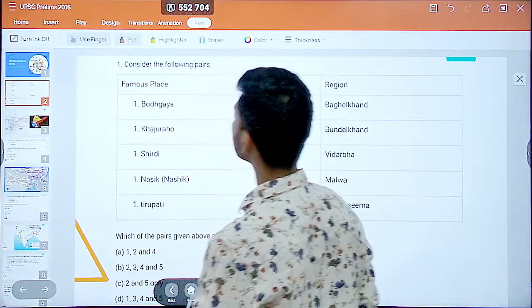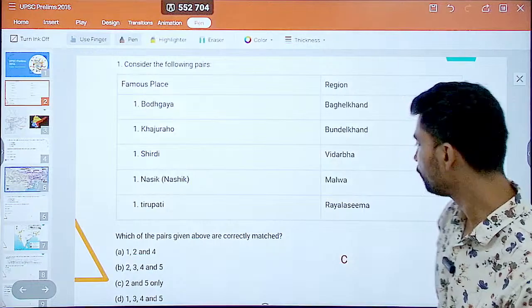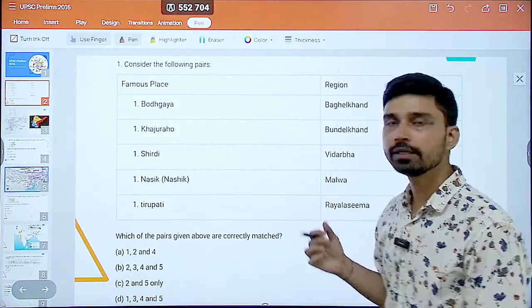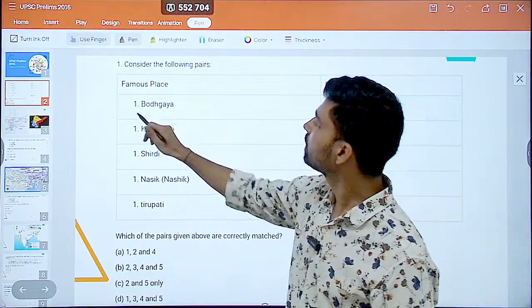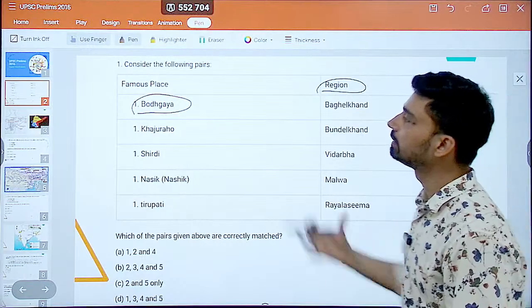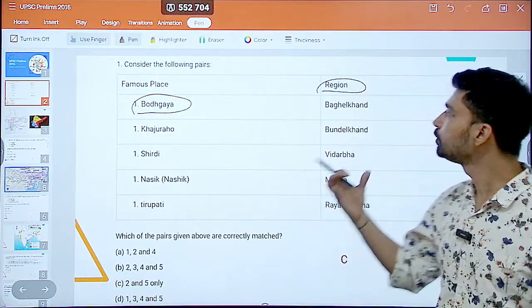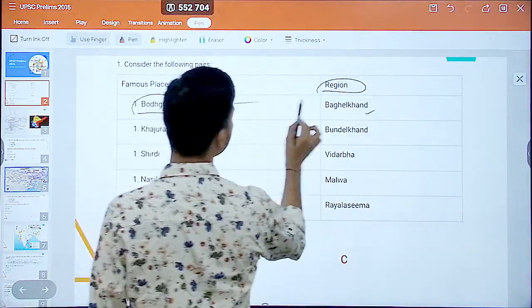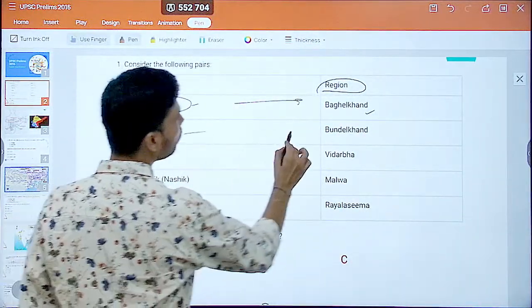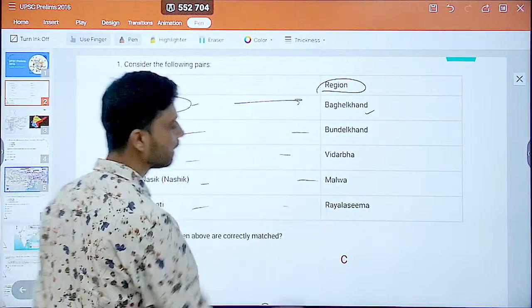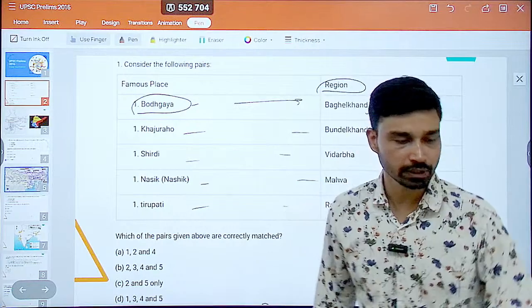So if you look at the question here, again a match-the-following kind of question has been asked. A similar kind of question, as you can see, has been asked in earlier years as well, where a famous place and a region are given, and you have to find out whether this famous place is situated in the given region or not. So you have Bodh Gaya in Baghelkhand, Khajuraho in Bundelkhand, Shirdi in Vidarbha, Nasik in Malwa, Tirupati in Rayalaseema. Which of these are correctly matched with each other?